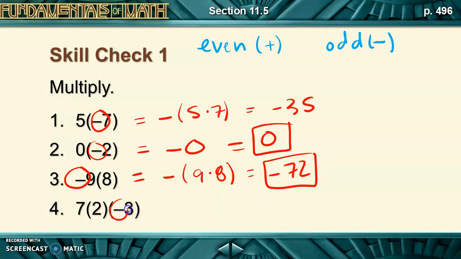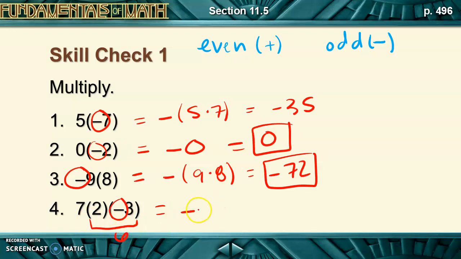How many negative signs do we have? We have one negative sign, so the whole thing is negative. Then from left to right, we can multiply here. Or, because this is multiplication and multiplication is commutative, we could multiply any two numbers together first. This would be the same thing as 6.